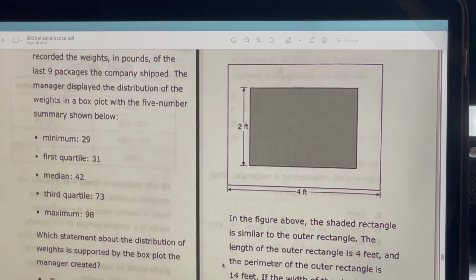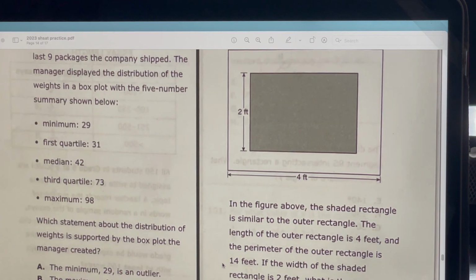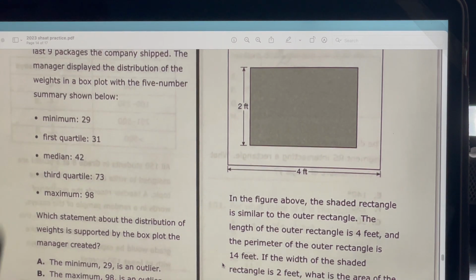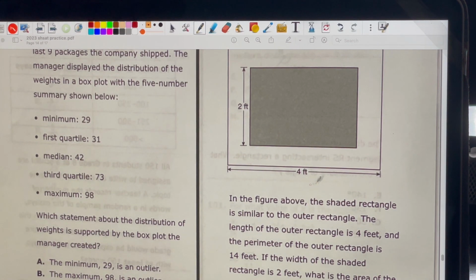Question 6. What is the area of the shaded rectangle? The figure above, it's similar, okay? So the length of our outer rectangle is 4 feet. The perimeter of the outer rectangle is 14. So we know that this is 4, which means across on the top of the rectangle, that's also 4. So 4 plus 4 is 8. So if we do 14 minus 8, we're left with 6, which means this guy is 3 and this guy is 3.